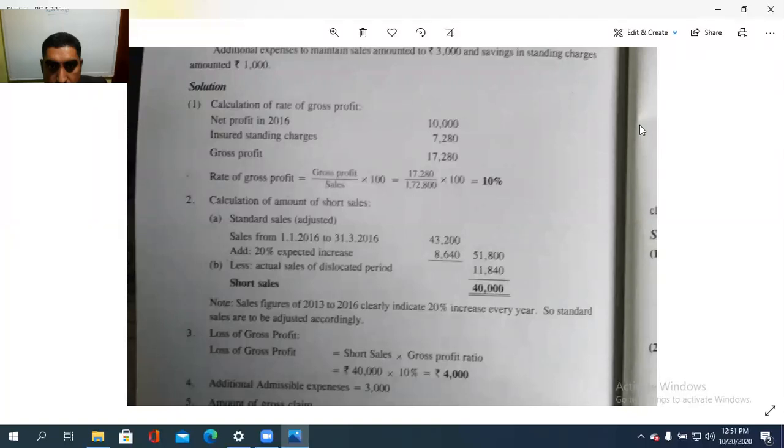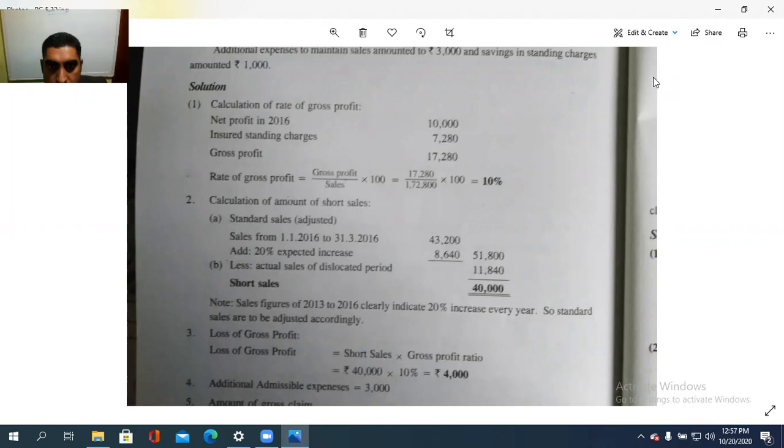43,200 plus 8,640 is 51,840. After that, 11,840 is to be deducted. So 51,840 minus 11,840 is 40,000. We got it. So 40,000 is there. And after that, we need to calculate what? The loss of gross profit.